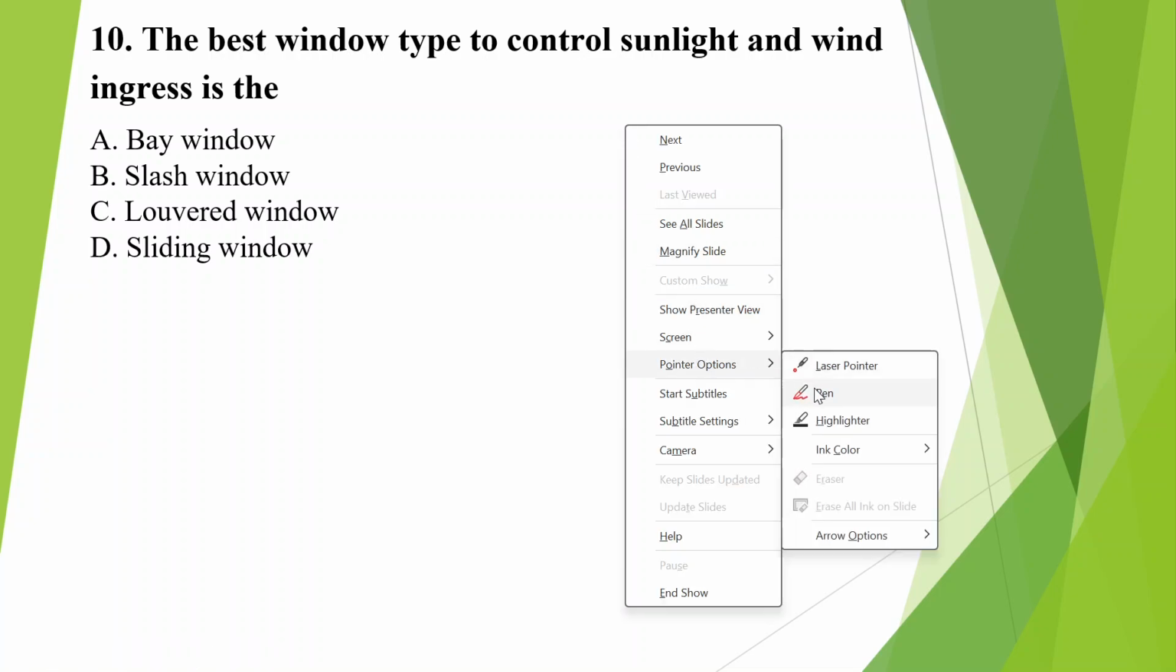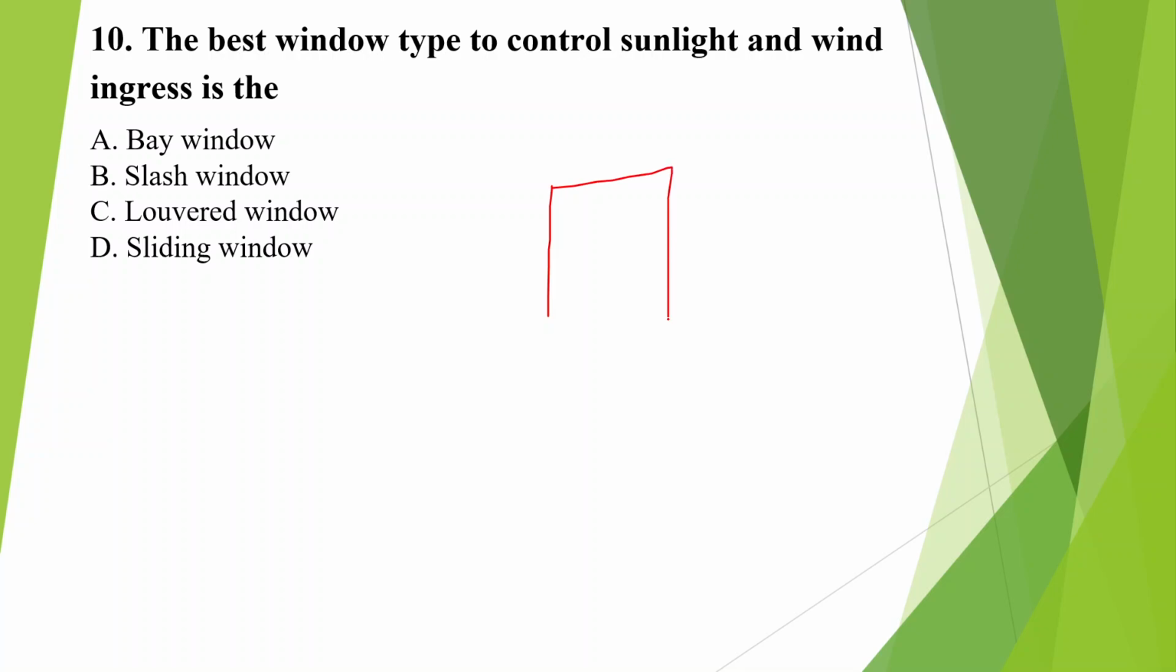Let me discuss it in short so that the session can be ended on time. If this is your window, these are the shutters or the slats, these are the levers, as people sometimes say. So whenever you don't want excessive sunlight or wind to enter inside your home, then with the help of a hand or a thread, you can easily shut your shutters and levers, and you can have control over the sunlight and the wind ingress. That's why levered windows is the correct answer and the best window type that helps us to control sunlight and wind ingress.